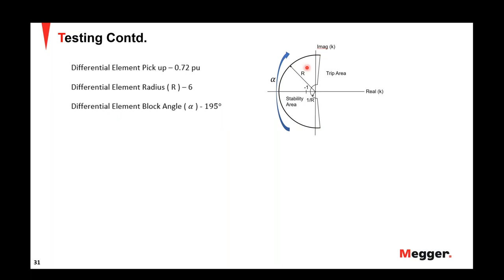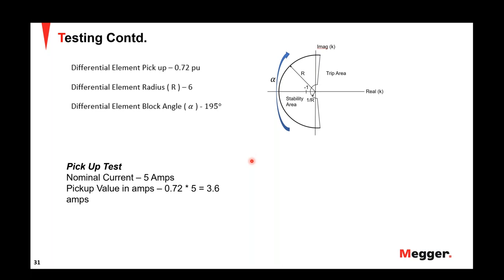So like I said before, these parameters are associated with certain settings in the relay. And these settings define how these characteristics look and behave and how they validate. For the pickup test, in this case the nominal current is 5 amps, so my pickup value would be 3.6 amps.